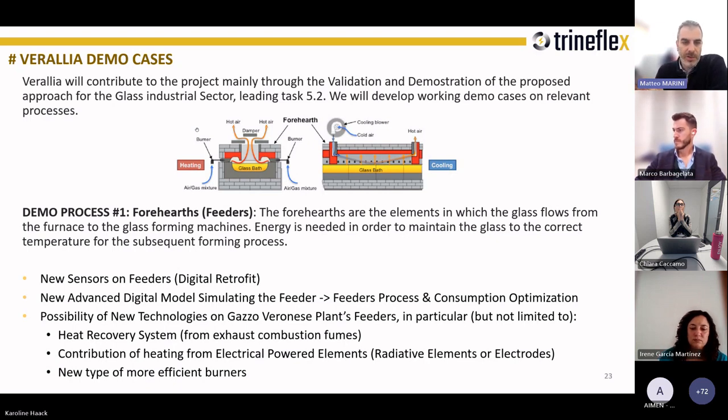In particular, what is under study is the possibility of installing a heat recovery system that will recover part of the energy which is flowing out from the feeders, from the chimneys, having a certain level of contribution to the heating part of these channels from electrically powered elements such as radiative elements or electrodes directly inserted into the glass path. And finally, another option is to study and install a new type of more efficient burners. Okay, next slide, please.